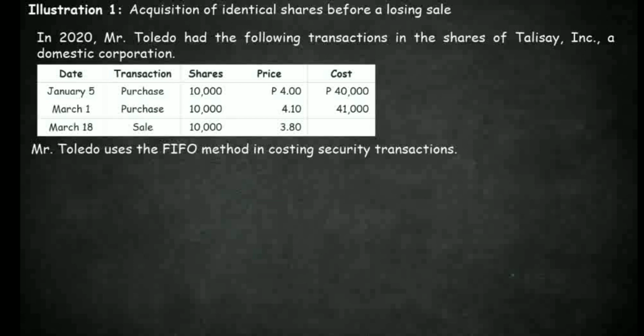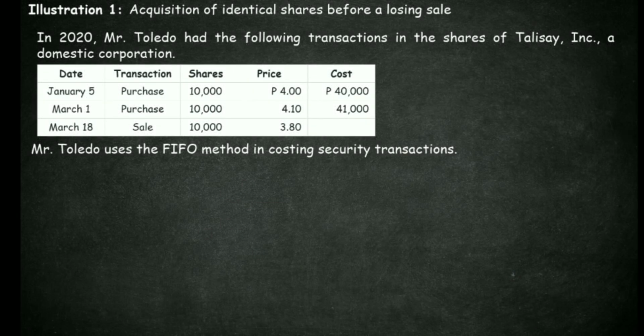Alright, so the first thing we will do here is to find out if there is a capital gain or a capital loss from the sale made on March 18, 2020. Based on the information in the table, the 10,000 shares were sold for 3 pesos and 80 centavos. So, 10,000 times 3 pesos and 80 centavos, the total selling price is 38,000 pesos. And then we're going to deduct the cost of the shares.